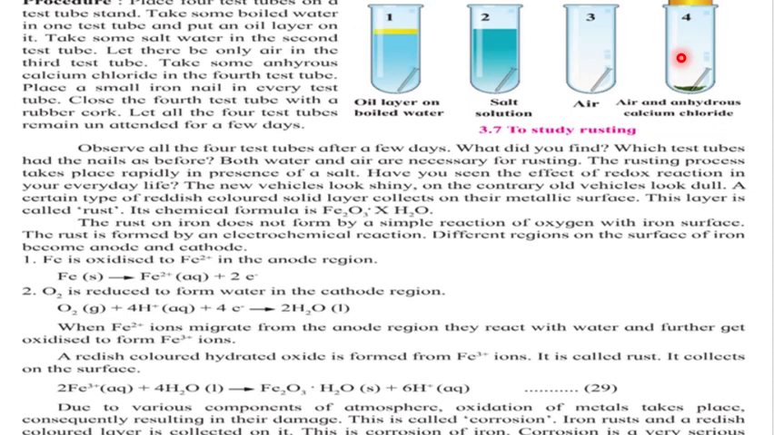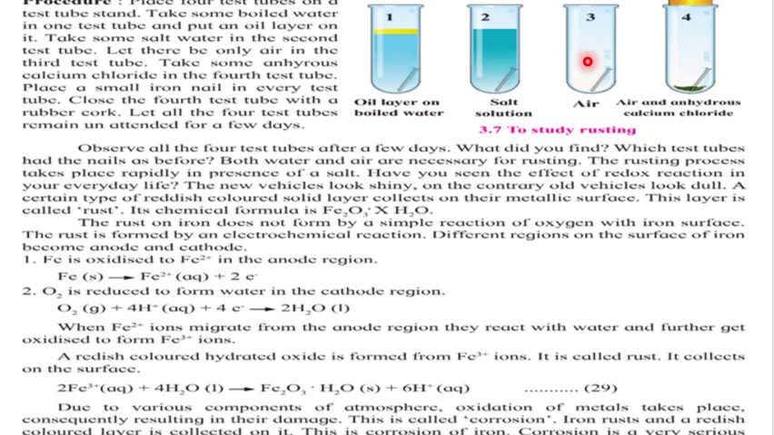Now in test tube number 2, there is a salt solution. So we know the rusting takes place faster in the presence of the salt solution. So rusting takes place in test tube number 2. In test tube number 3, there is air and moisture. So due to the presence of air and moisture, rusting takes place in test tube number 3.